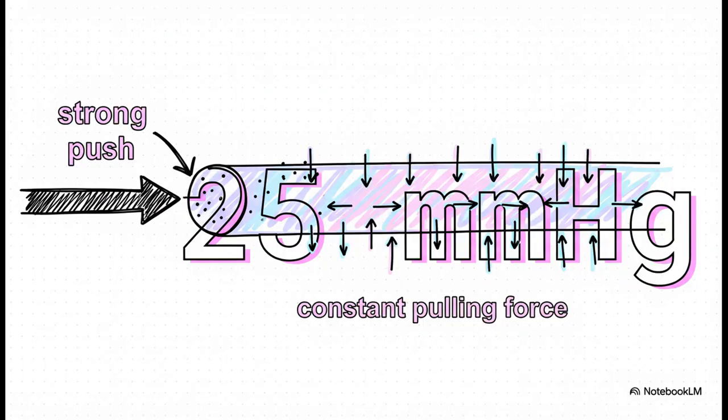And here's its number. This pulling force is a pretty steady 25 millimeters of mercury all the way along the capillary. So you can already start to see the dynamic, right? You've got a strong push of 35 at the start, fighting against a constant pull of 25.